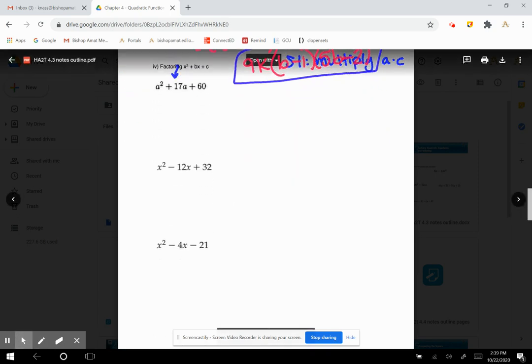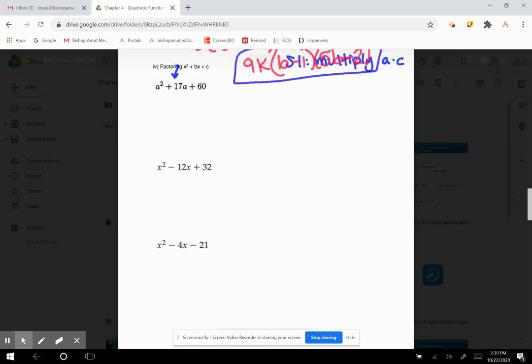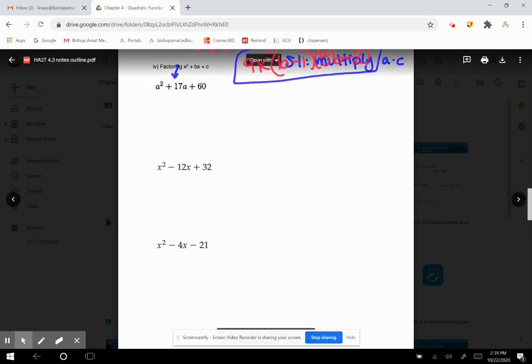Okay. These next ones are a little bit easier, and the reason why they're easier is because there's nothing in front of your x squared term. Okay? There's nothing in front. On all these other ones, there was something in front. When there's nothing in front, it's a 1, right? So you would still do the same step. Step 1, multiply the a times c together, which gets you 1 times 60 is 60.